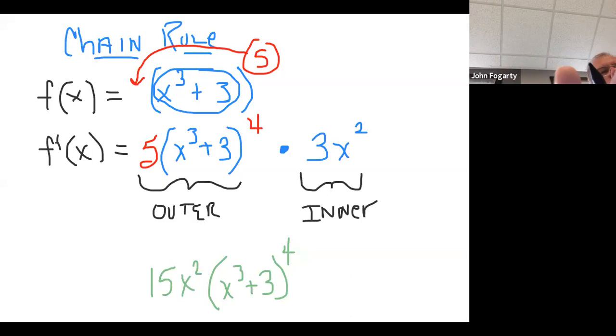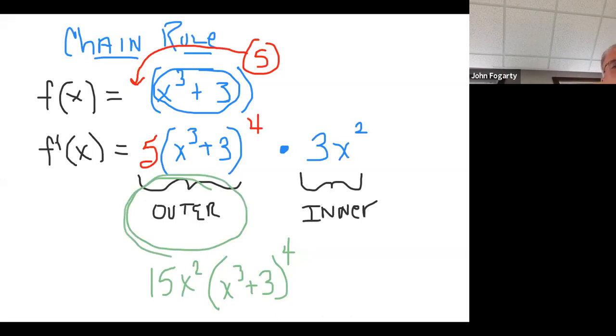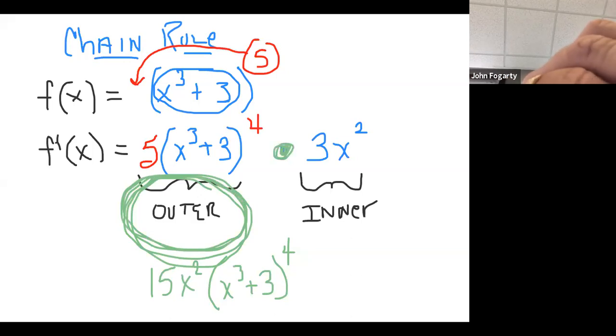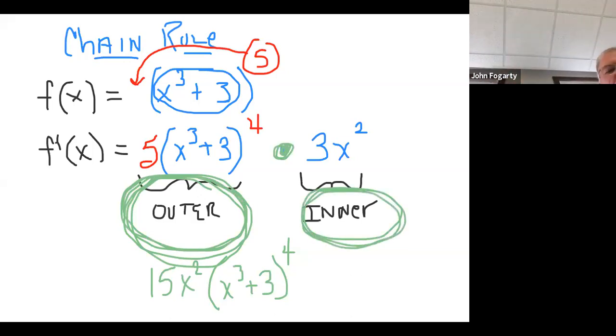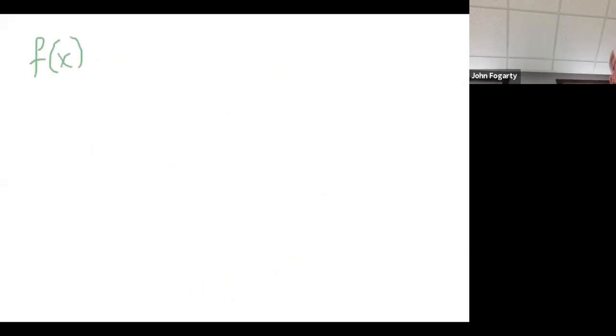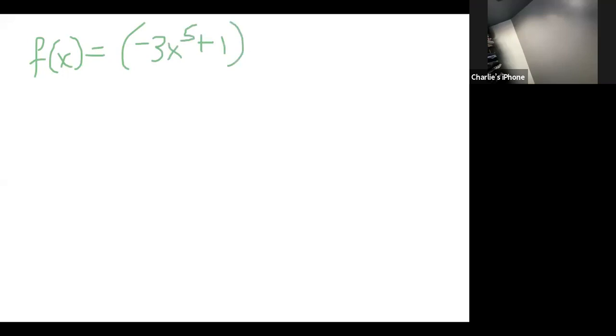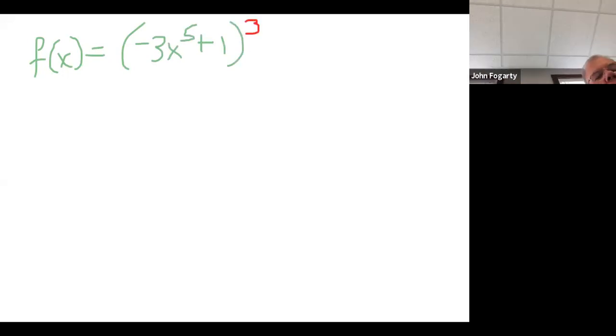And all you're getting used to is doing the composition. So we're going to take the derivative of the outer function and multiply it by the derivative of the inner function. So all you got to do is pretend the expression inside the parentheses is just x. So try this one. F of x equals negative 3x to the 5th plus 1, to the 3rd. Now I did the 3rd.